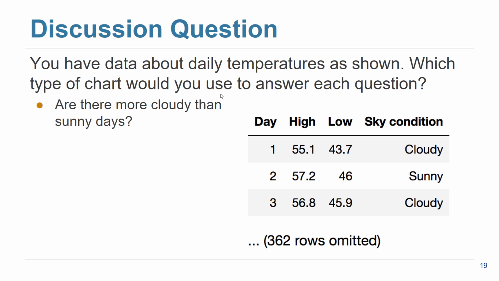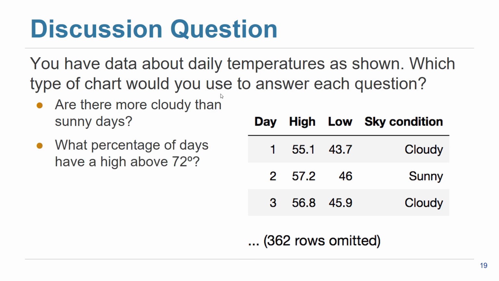And we want to get how many, if there are more cloudy days than sunny days, right? So we are interested in counts or percentages? In counts, right? We are interested in counts here. So counts and categorical, so it seems like a bar chart will be the best here. Any question about that? So that was easy.